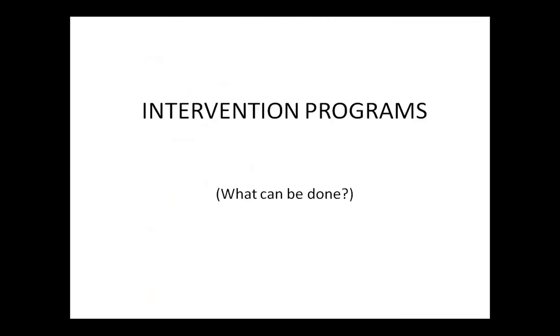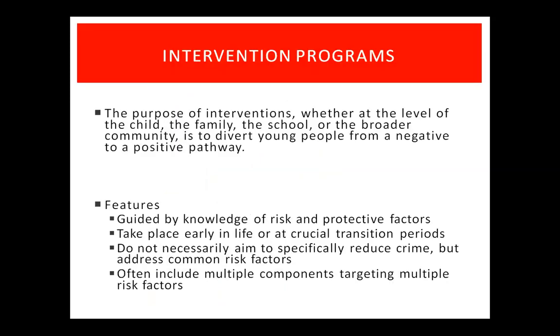So now we're going to talk about some specific intervention programs. What can actually be done to try and interfere with this line of people going on to cause trouble in the community by committing crime? Well, the purpose of interventions is to divert young people from a negative to a positive pathway. Once we've recognised a child who is at risk, then we need to look at the interventions that could help to stop the offending from occurring in the first place. That's what we're trying to do, stop it in the first place.